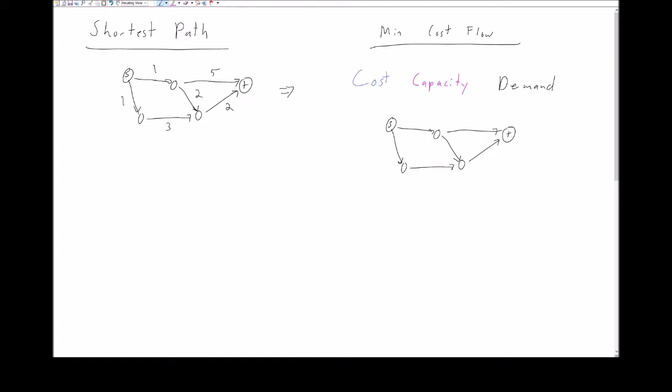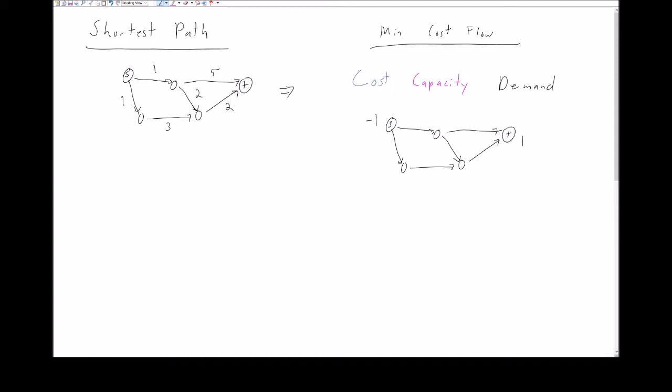To do this mapping, the idea is that we're going to send one unit of flow from S to T along the arcs so that it never splits, and this one unit of flow, as it moves through the network, is going to be exactly the shortest path. To do this, we need to send one unit of flow from S to T, meaning that the demand at S is going to be -1 and the demand at T is going to be 1. The demand at all the other nodes is going to be 0.